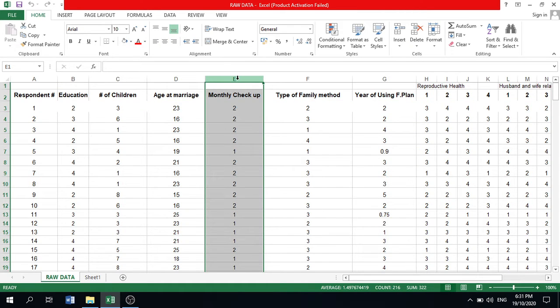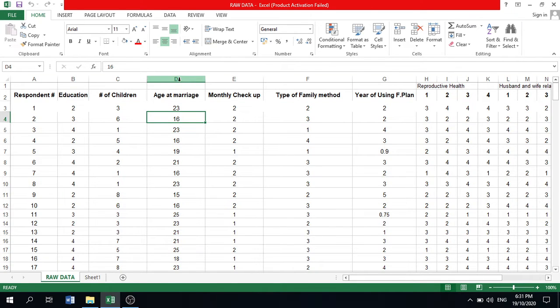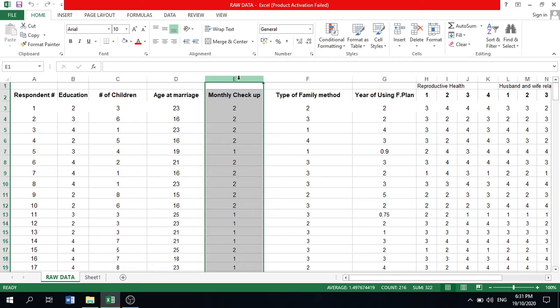The simpler one is monthly checkup. Anyways, I would like to say that these data were the same data I used in my master's, in our subject research statistics. So let's go back to the data. So we have monthly checkup.